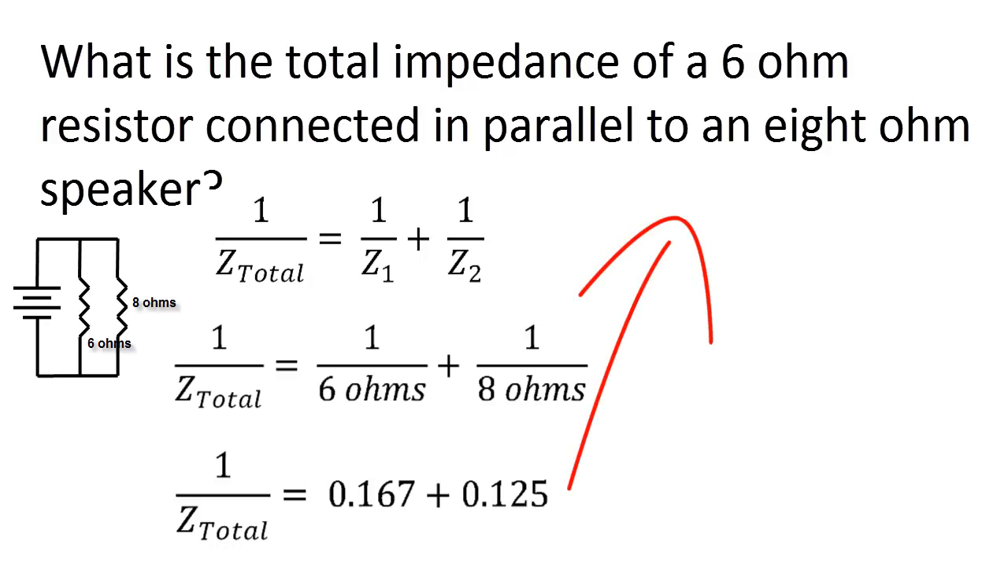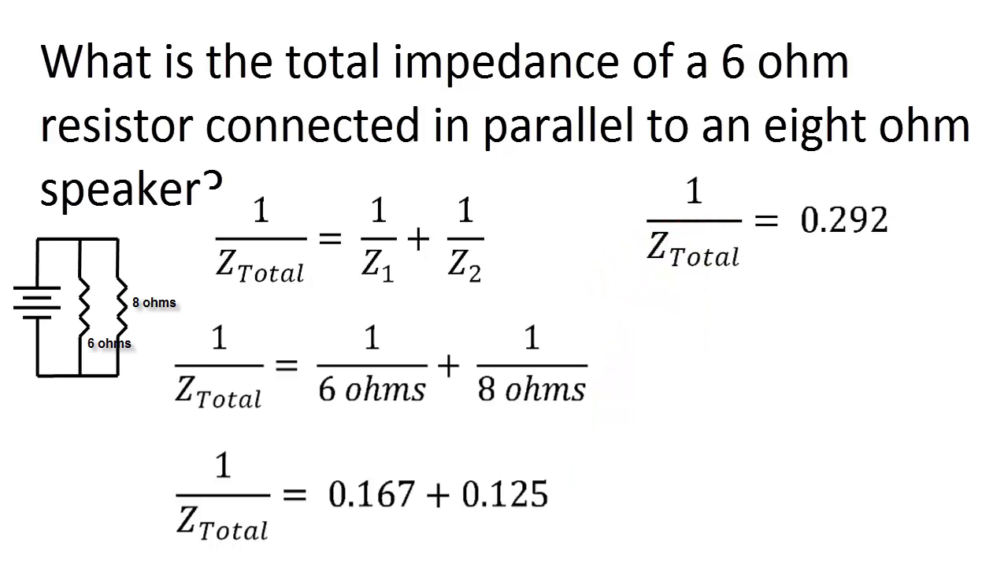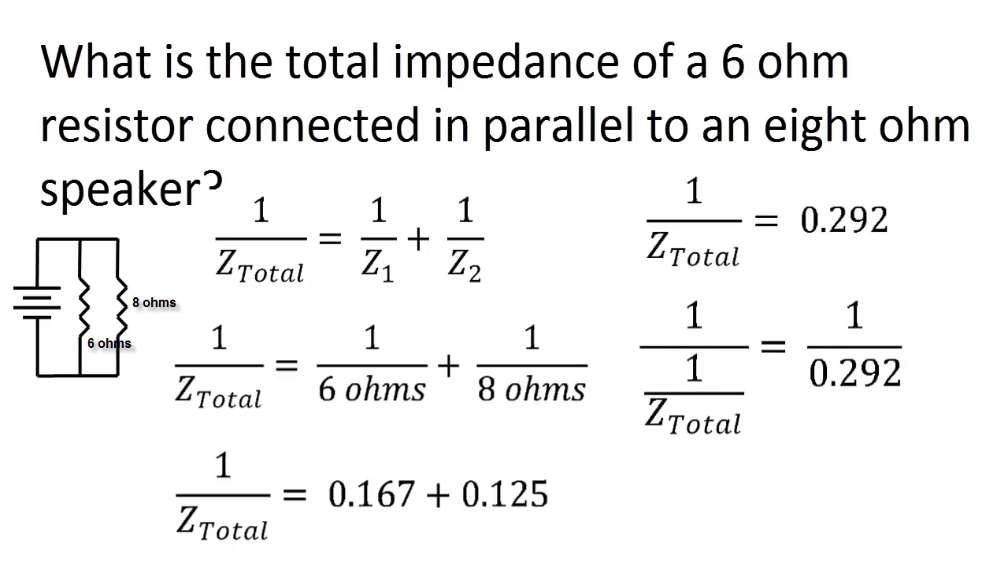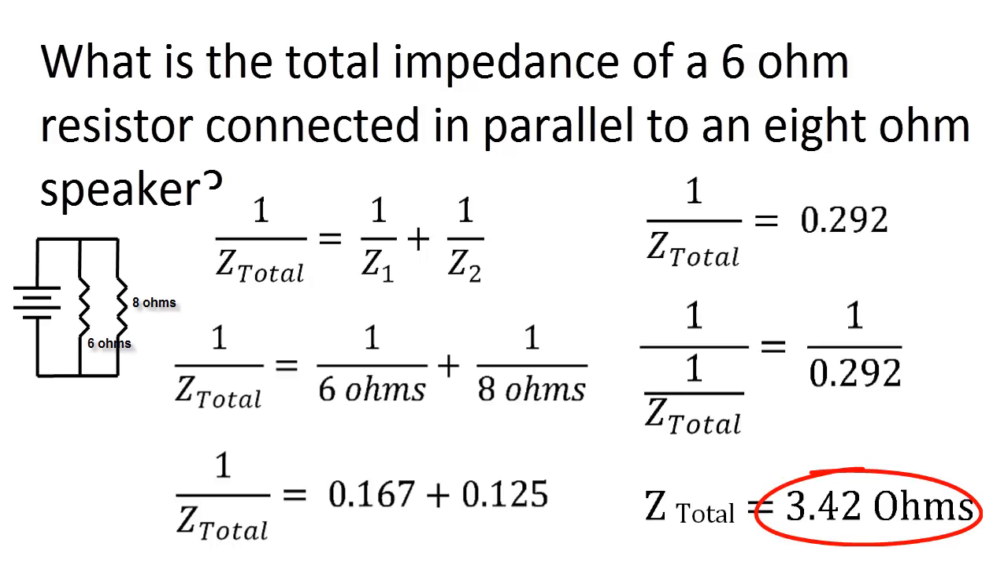Now I'll add up the terms on the right. 0.167 plus 0.125 gives me 0.292. This equals 1 over the total impedance. To find the total impedance, I must take the inverse of both sides, which is a fancy way of saying put 1 over on both sides. On the left side, I have total impedance, and on the right side, I have total impedance equals 3.4 ohms. Once again, I know this is a reasonable answer because it is less than either of my individual resistors.